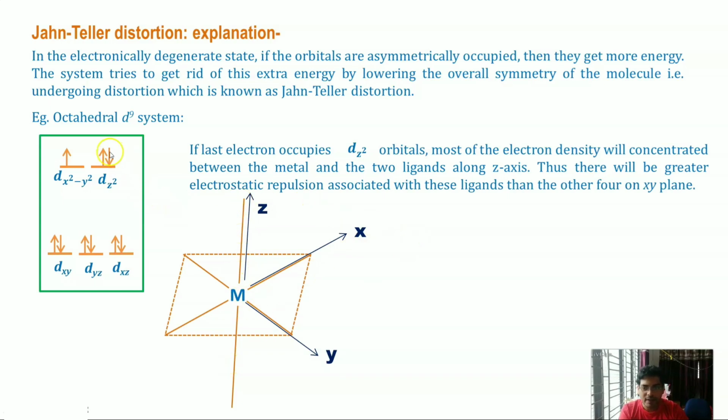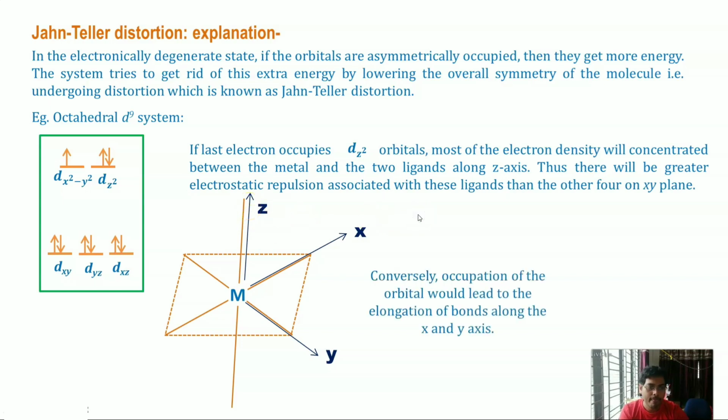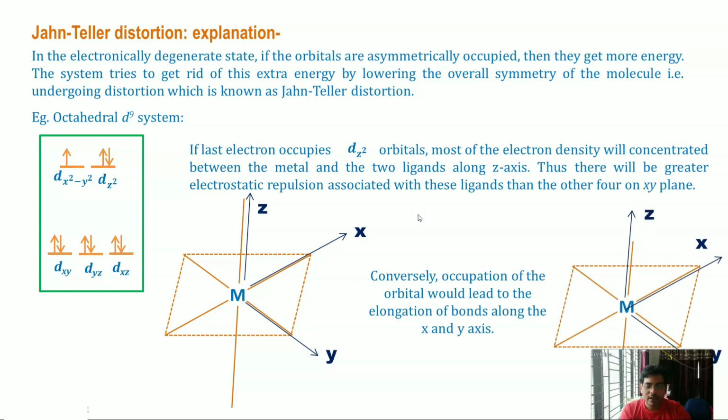Conversely, suppose the electron now occupies x square minus y square, then the repulsion along the x and y axes will be more, and the bond lengths along these two axes will be elongated, or we can say that the bond along the z axis will be shortened, not elongated. So I think you understand what Jahn distortion is. Now I am going into more details.